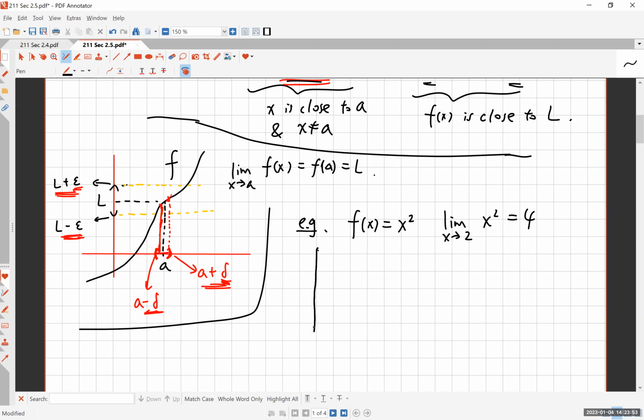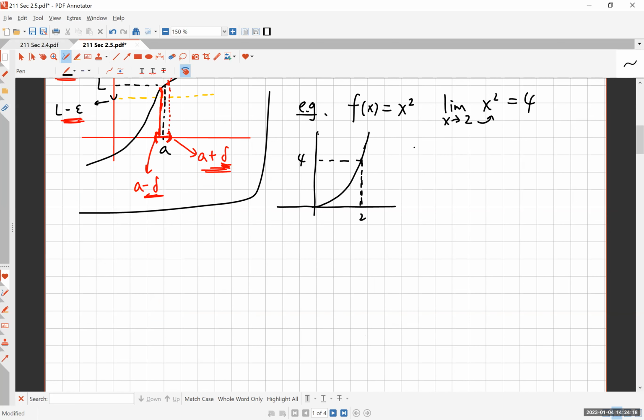Well, because we have studied this and it's continuous, and for continuous functions, the limit is the value of the function. You just plug in 2 here and you get 4. Now graphically, this is what's happening. Let's say this is 2 and this is 4. I'm going to exaggerate this a little bit so that I can illustrate this point well.